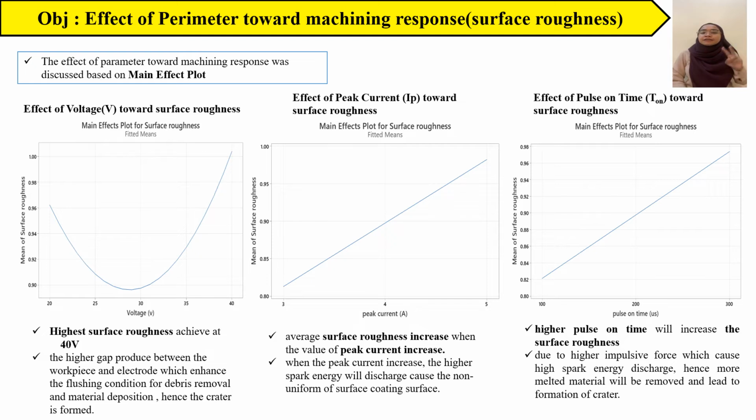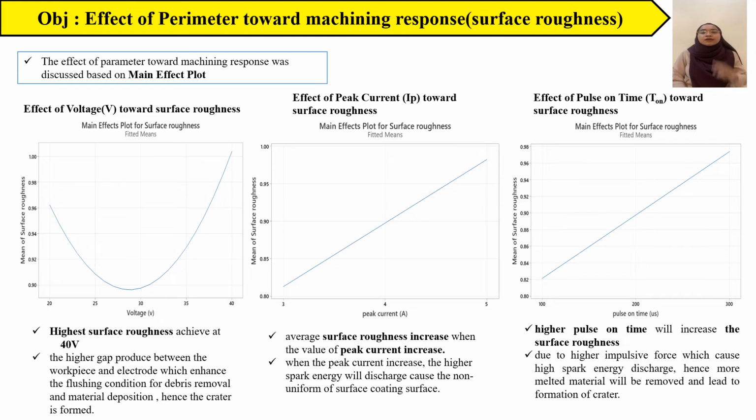Next is the effect of peak current towards the surface roughness. Increasing the peak current will increase the surface roughness. This is because the higher the value of the current used, the more the spark discharge energy is increased. Hence, more material will melt on the workpiece surface, causing non-uniform surface coating. So, it increases the surface roughness.